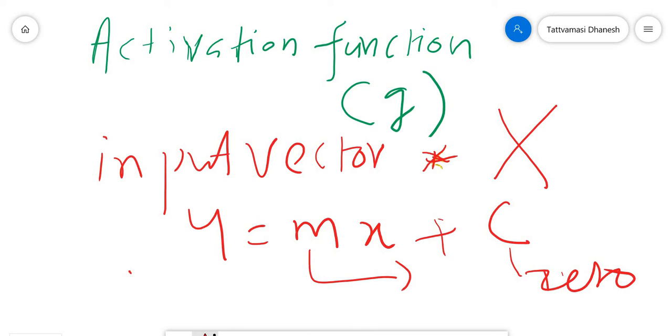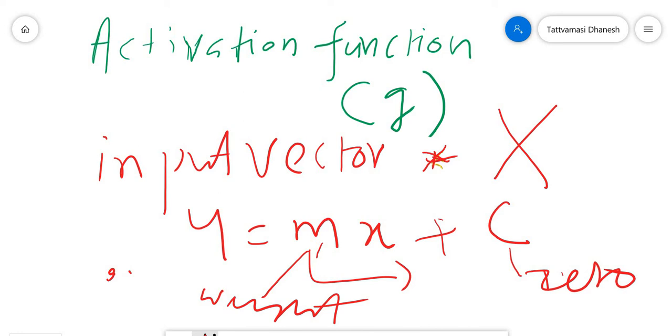That means we are multiplying. M is the slope, and slope means weight only. So we are multiplying the weight with the input to get the output, the activation function. In this case, the next node is the output of the hidden layer. That is the activation node. That is the output. So that is the simplest equation that comes into the picture everywhere. So this is the concept. See, the input vector I told you. So this is the explanation I am giving you.